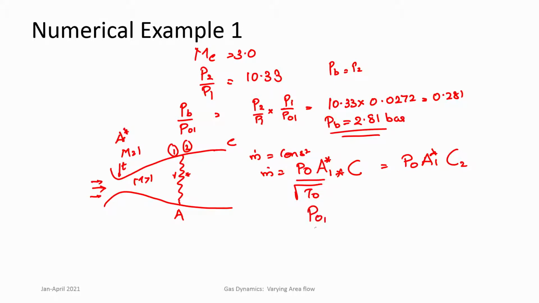Since mass flow rates are equal, you have P01 A1 star equal to, and this is a general formula, not restricted to any case. The only requirement is that it should be a star area. So what is A2 star? It should be P02 multiplied by A2 star. So P01 A1 star is equal to P02 A2 star.